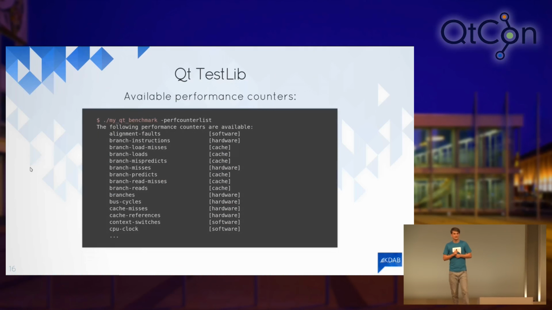There's a slight caveat though. The number of events and the names of the events is different from what perf list is returning. So to actually know what you can access, you need to run your benchmark with the -perf-counter list argument, and it will return a list of available events to you. It is not yet implemented to use tracepoints with QtTestLib.